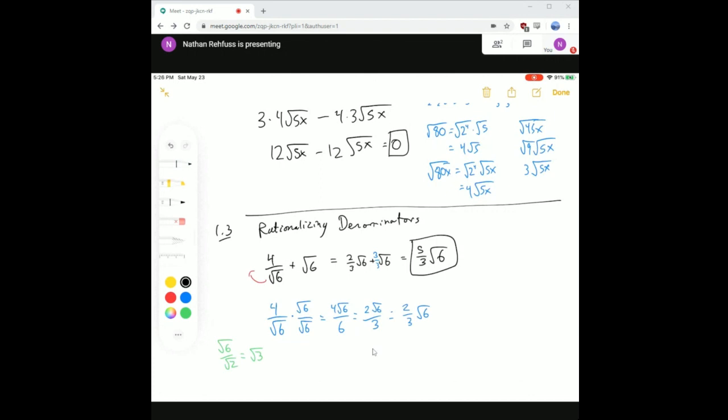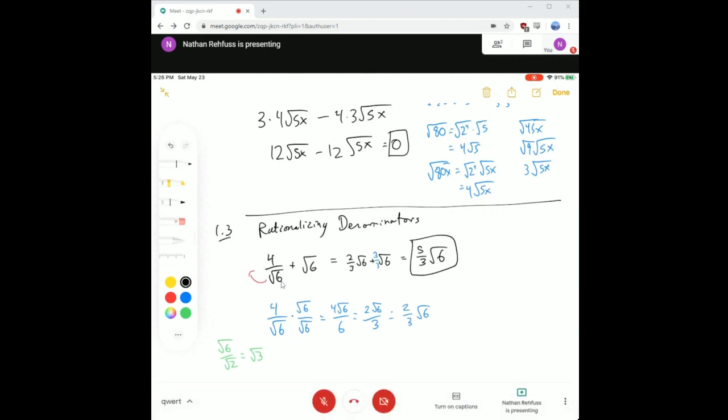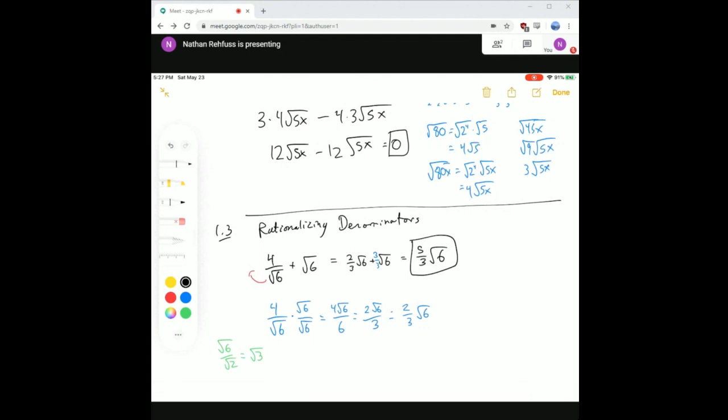So I don't so much care if 4 over root 6 is by itself, whether you write it that way or you write it as 2/3 of a root 6. But when it's with another term, it really helps to be able to turn 2 terms into 1 term. That's going to make multiplication a whole heck of a lot easier. So it's handy to have that skill.